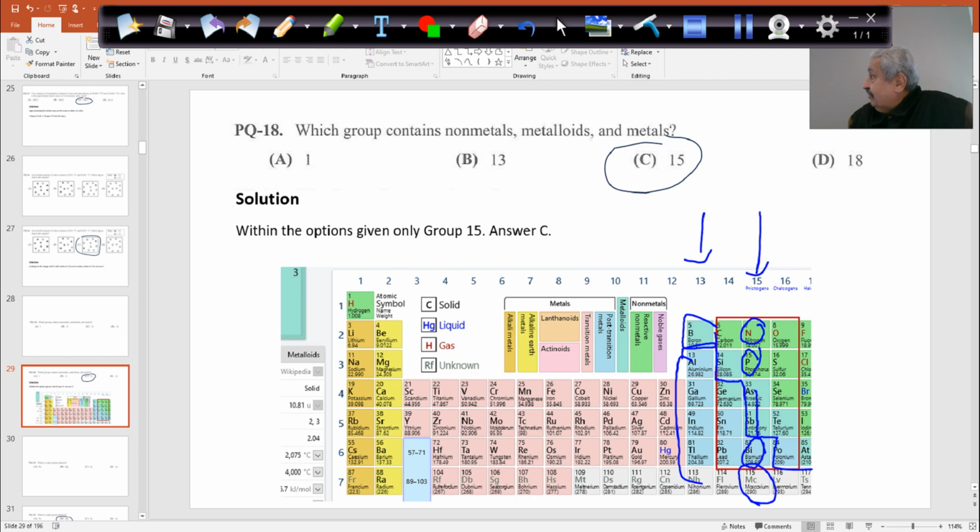And as a matter of fact, 16: oxygen, sulfur, then the selenium here, those are non-metals. Then you get to the Te, tellurium here, that's a metalloid. Then you go to polonium, correct? That's a metal. 116 is a metal. So 15 and 16 are the only two groups that have all three.